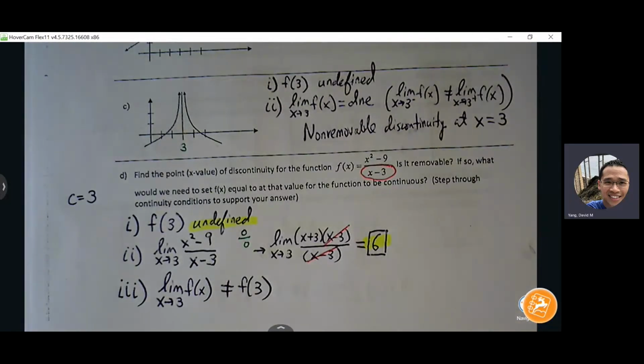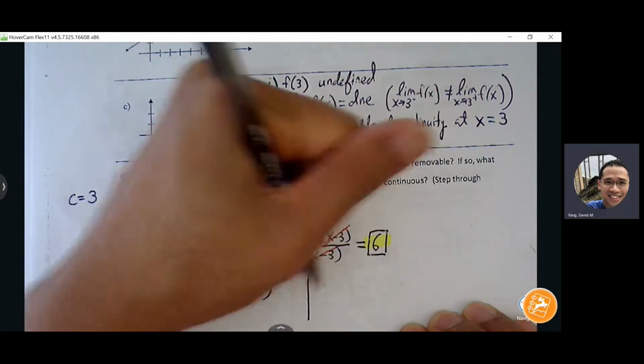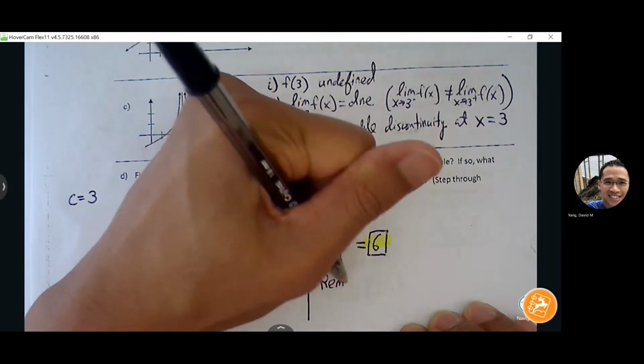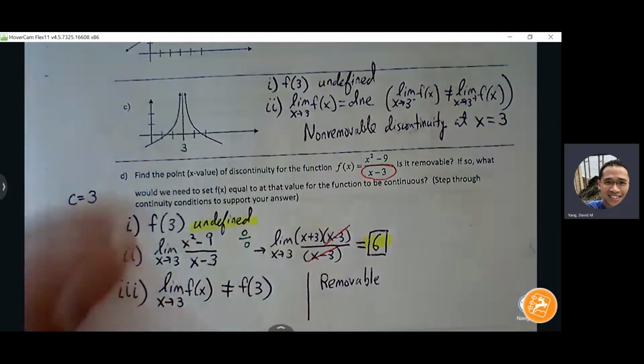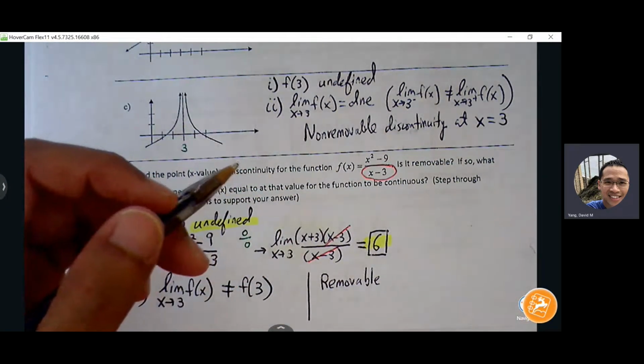Therefore, what type of discontinuity? Good. All right, so this is what we're after. It's not a difficult concept. We just have to go through all these notations.